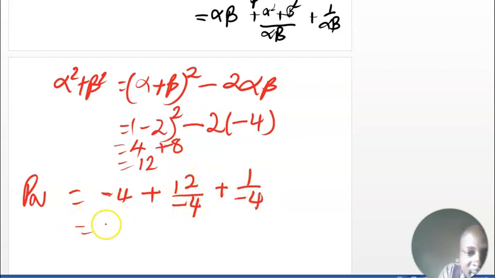Here we have -4 plus -3, -7, minus 1 over 4. So it gives us -29 over 4.